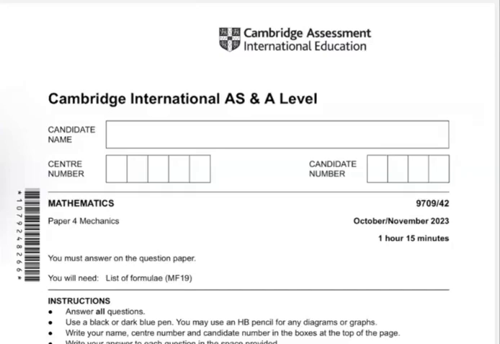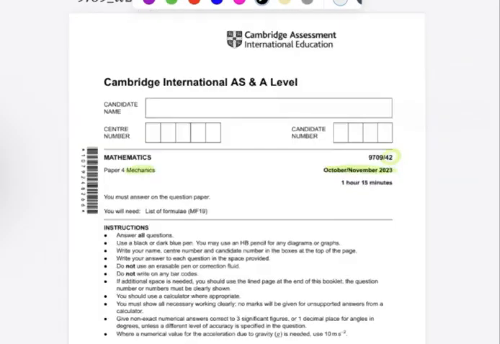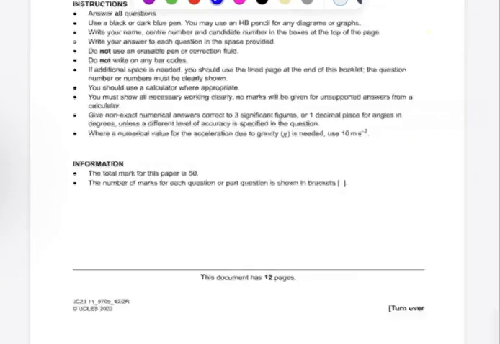And let's go. So today we have another paper. This is a mechanics paper, October-November of 2023, paper 4.2, for mechanics. I am just going to dive right in.